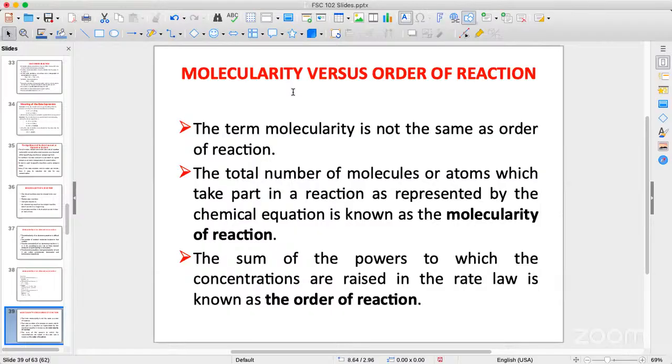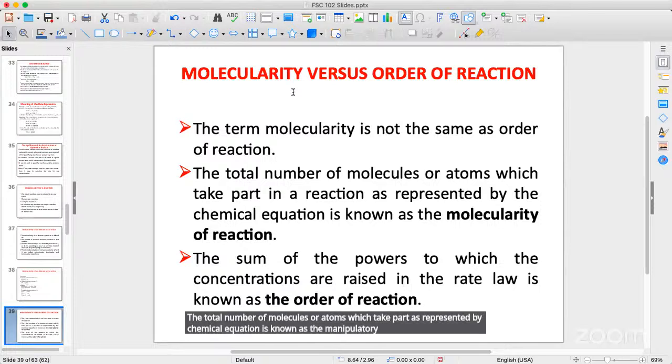The total number of molecules or atoms which take part as represented by chemical equation is known as the molecularity of the reaction. We already explained that. The sum of the powers to which concentrations are raised in the rate law is the order. These are just repetitions of the definition of each of those concepts.